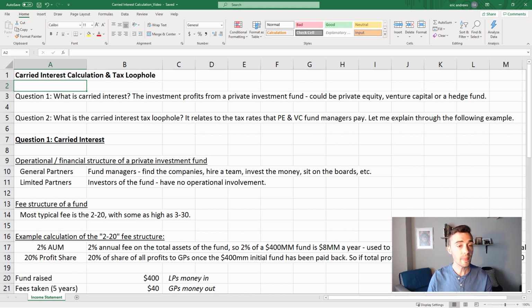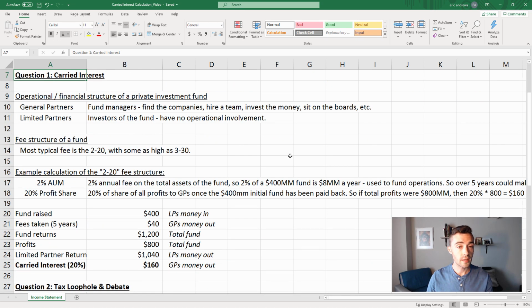So first, let's talk about carried interest. In order to understand carried interest, you need to understand first, how is a private investment fund structured? How is it funded? How are the profits shared? Who gets what fees? Who pays the taxes? So we're going to walk through this whole thing.